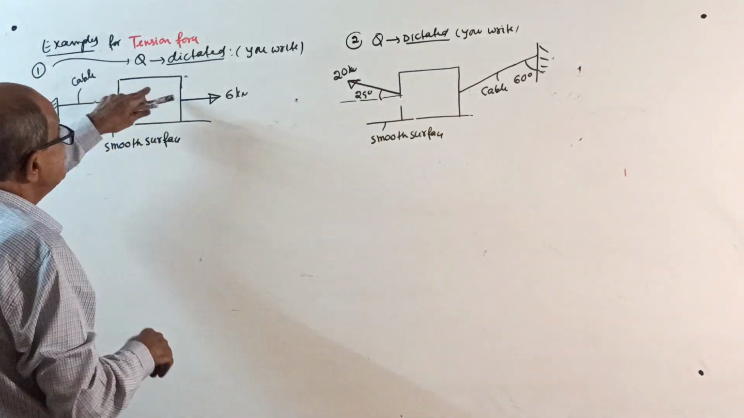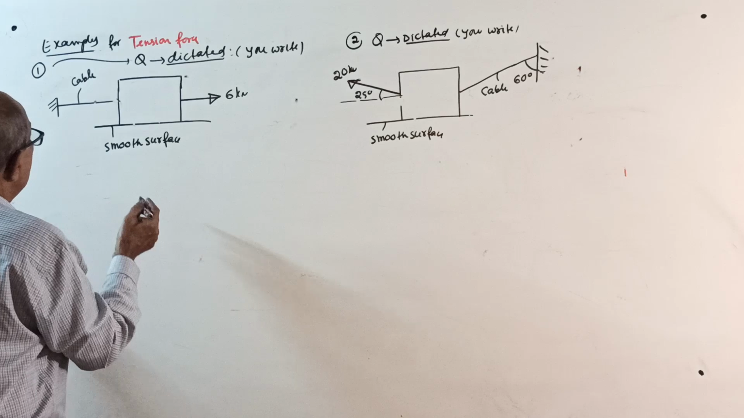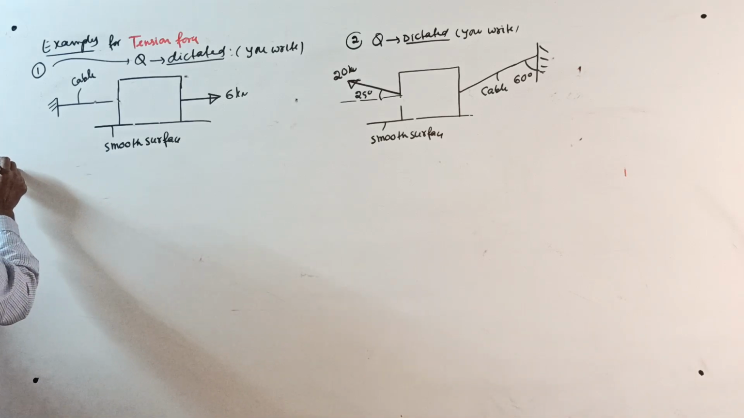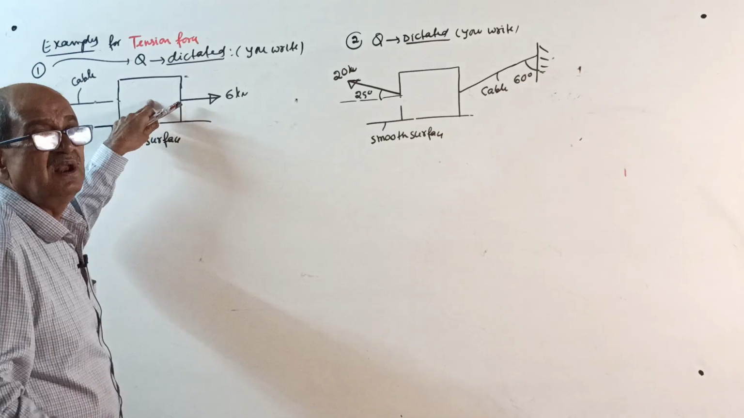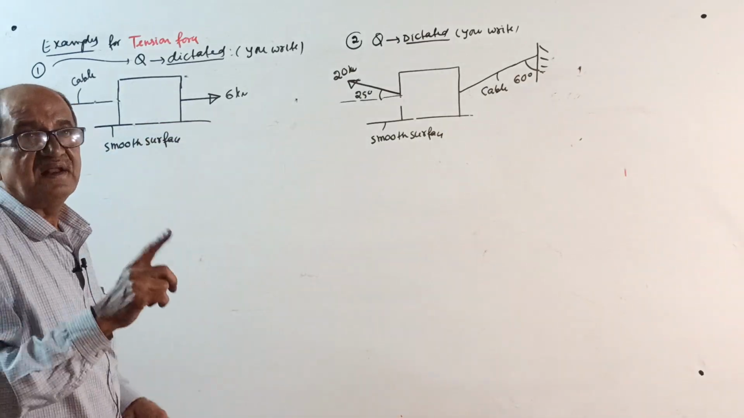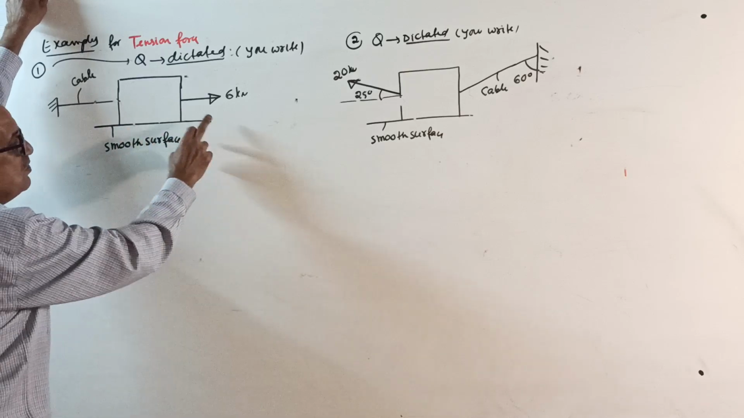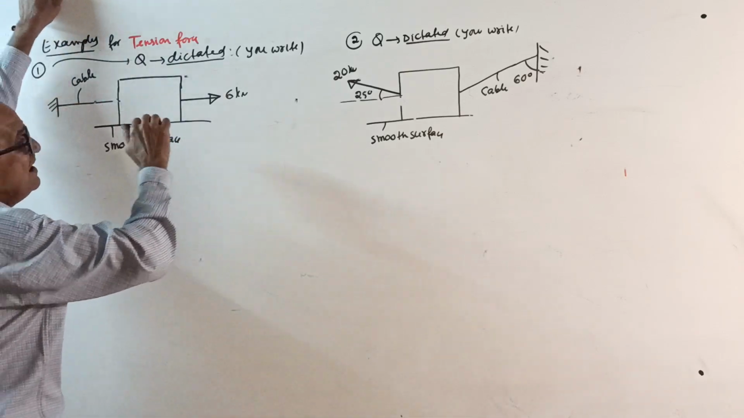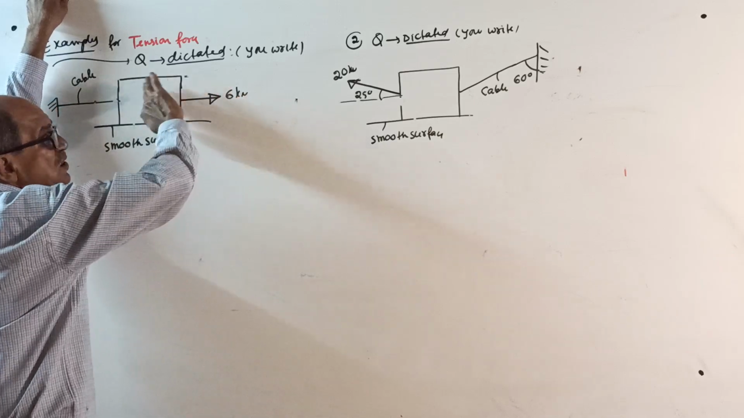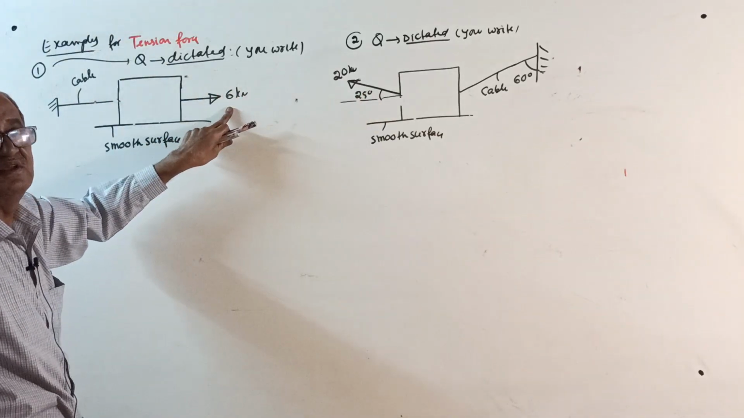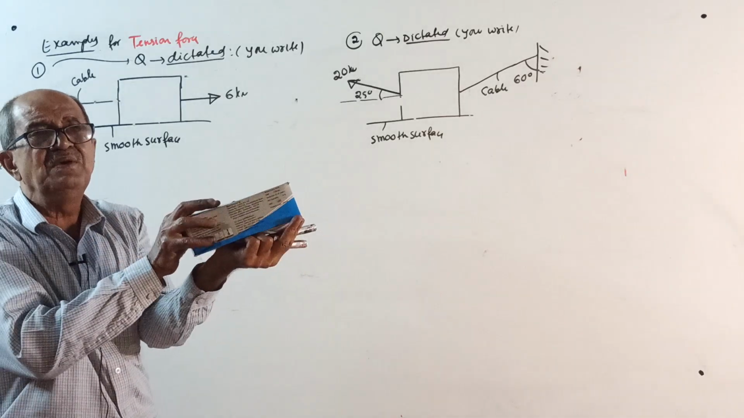Question: a body weighing 20 kilonewton is resting on a smooth surface, a horizontal surface, and it is subjected to a force of 6 kilonewton to the right side, as shown in the figure. If you place a body on a very smooth surface, when you apply force, it will move.